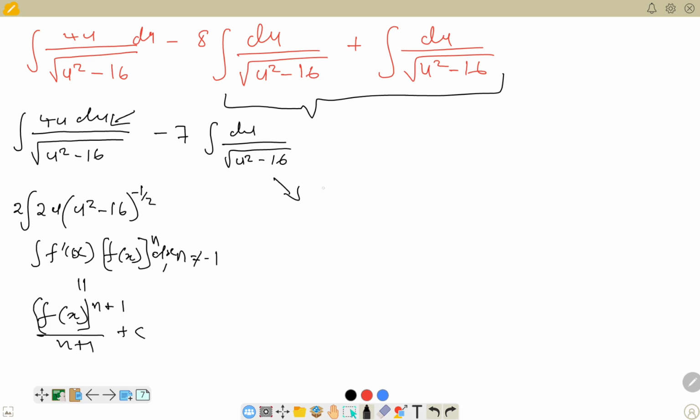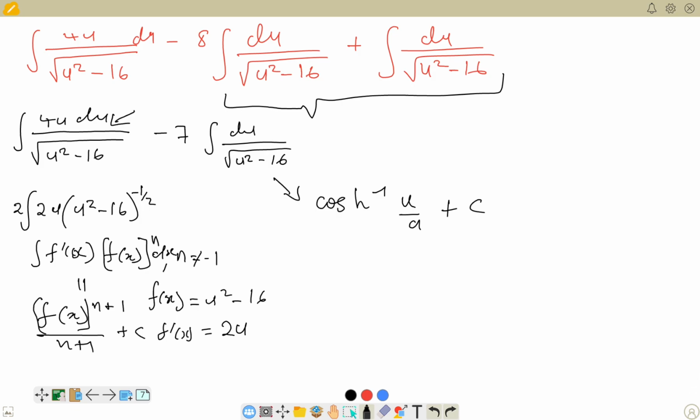Then this side will just have arccosh of u over A plus C. Because now u is our f of x, it's the same as f of x over A. So what we can say is that in this case here, on the first term, if we say that our f of x is u squared minus 16, then f prime corresponds to, when we differentiate that, we get 2u. So the formula can work out perfectly.